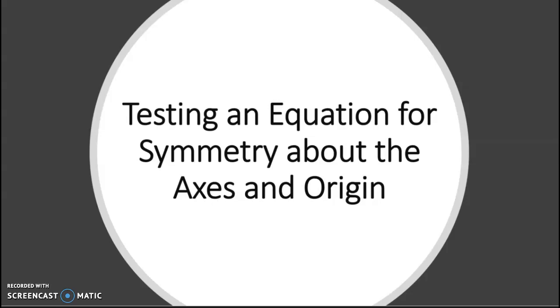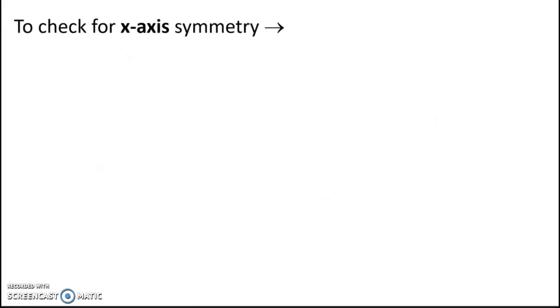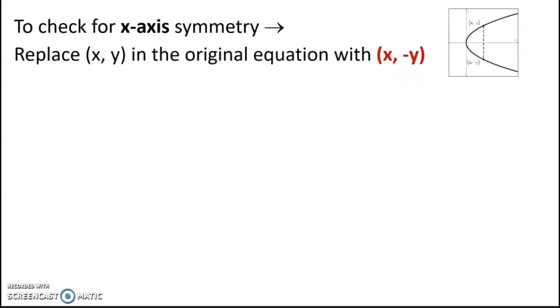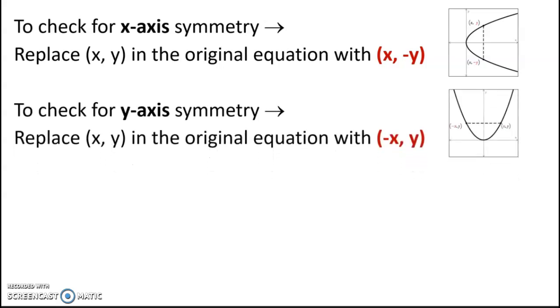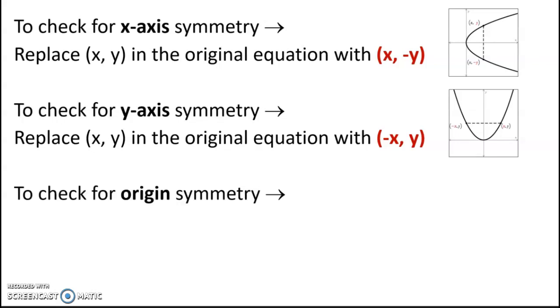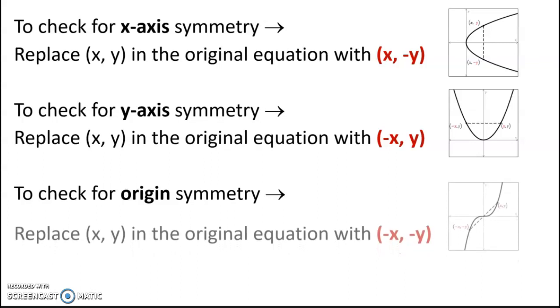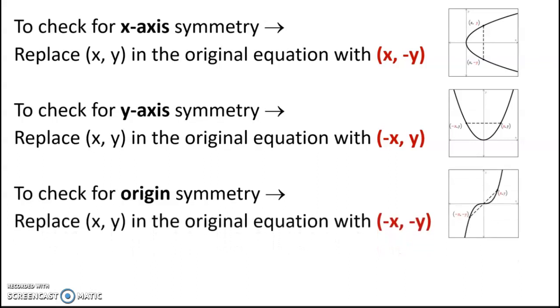This video will explain how to test an equation for symmetry about the axes and the origin. To check for x-axis symmetry, we'll take the original equation and replace the y with a negative y. For y-axis symmetry, we'll replace the x with a negative x. And to check for origin symmetry, we'll replace both the x and y in the original equation with negative x and negative y.